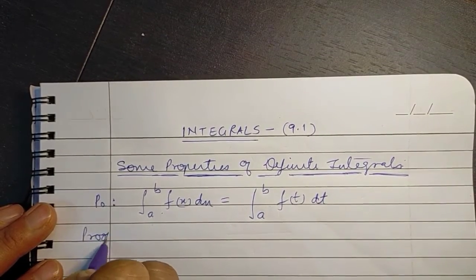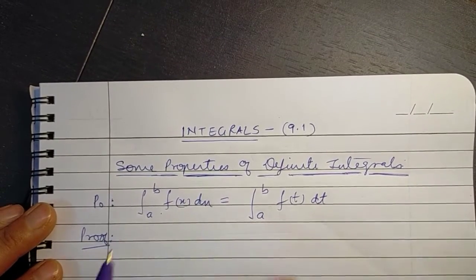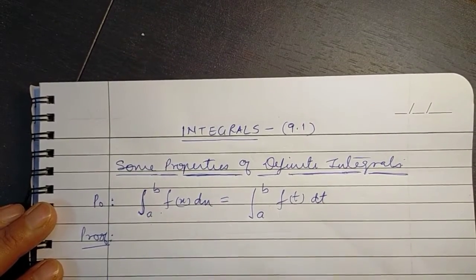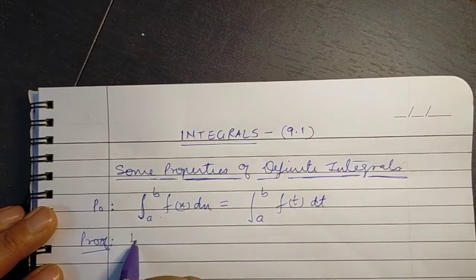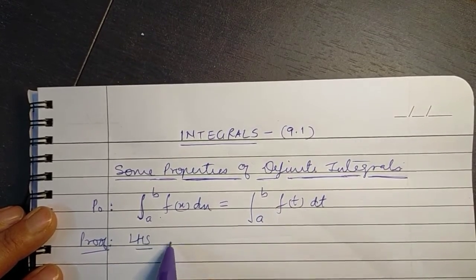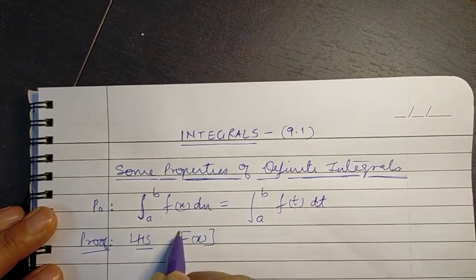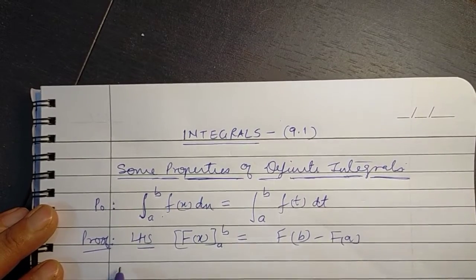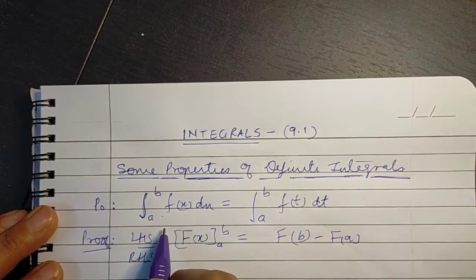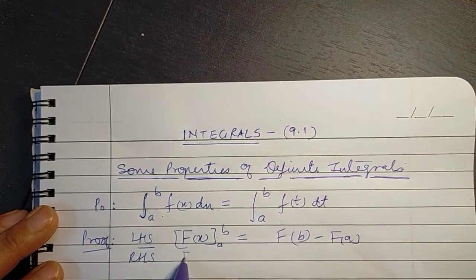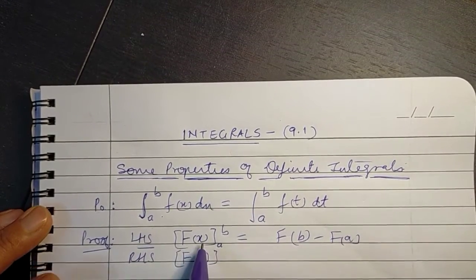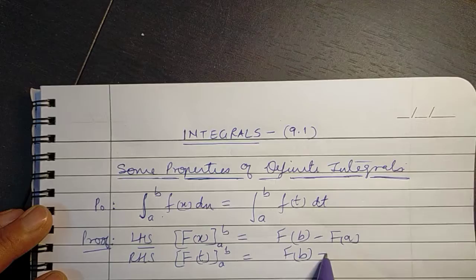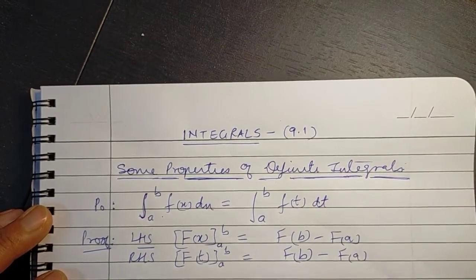Let's quickly do the proof and try to understand it. These proofs will help you understand the properties better, and that is why I'll be taking up the proof for every property. Left hand side, suppose the antiderivative of the function is F(x), so from a to b the value comes out to be F(b) minus F(a). On the right hand side, since the function is the same, the integral comes out to be F(t). Now here, instead of the limits of x, we have the limits of t, which again come out to be F(b) minus F(a).